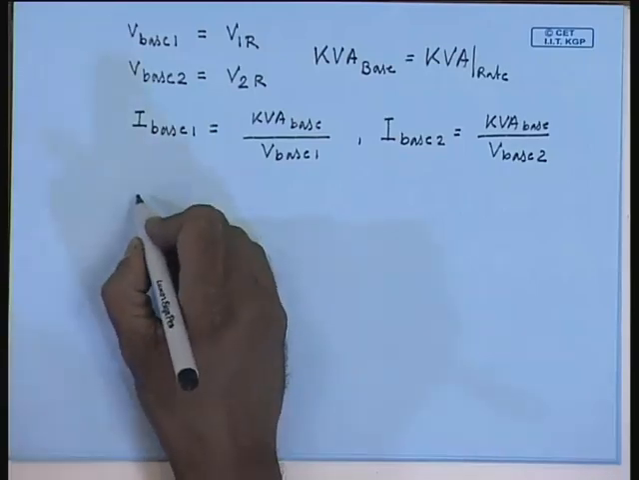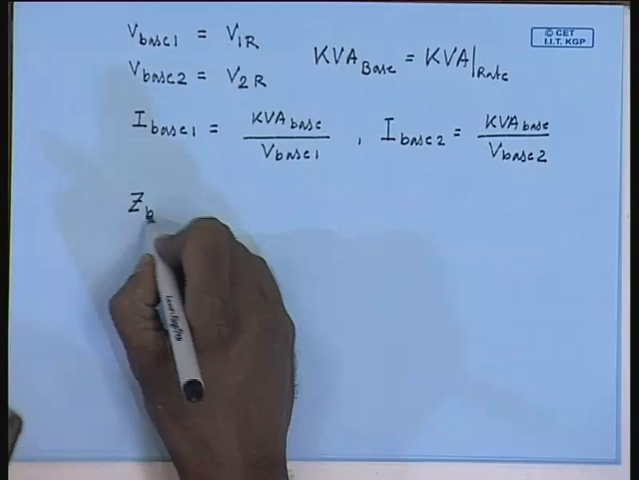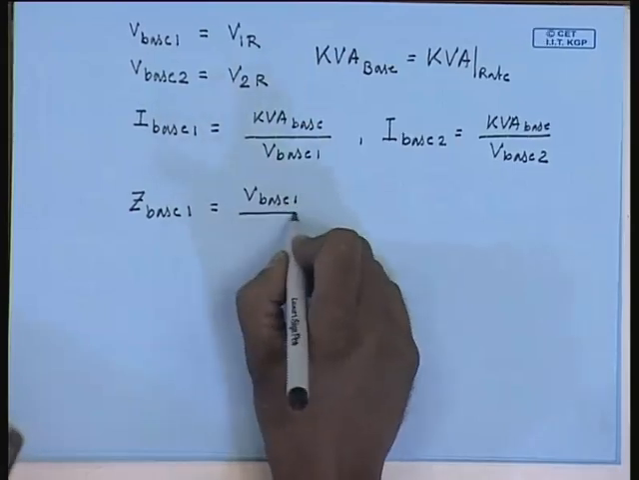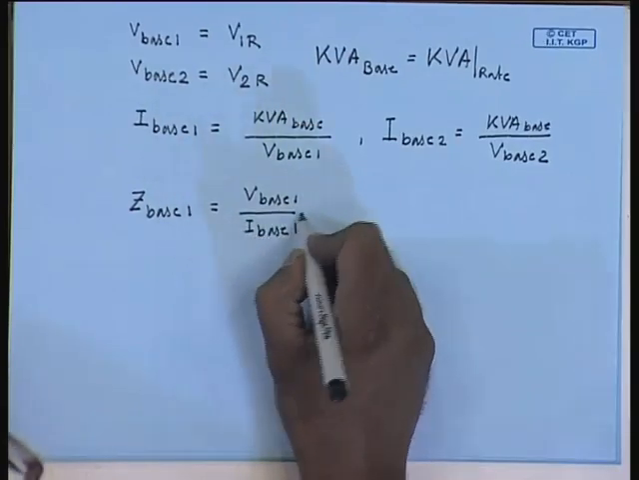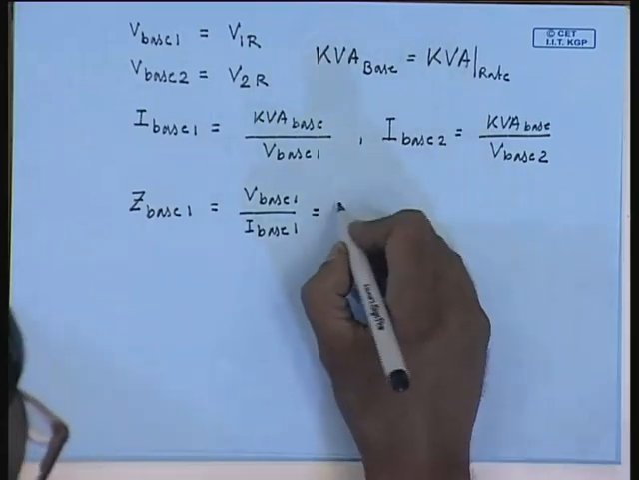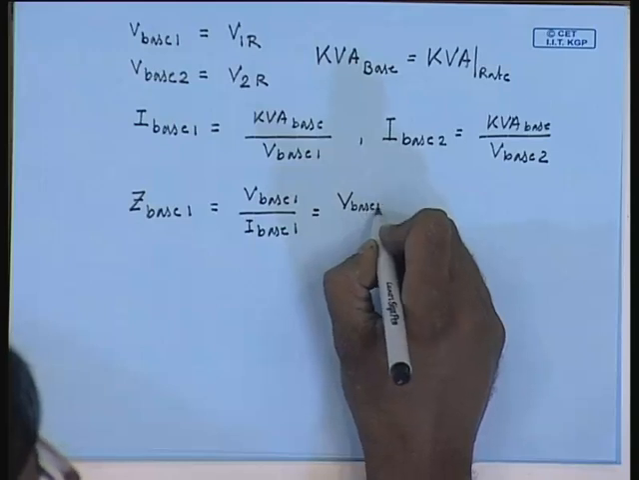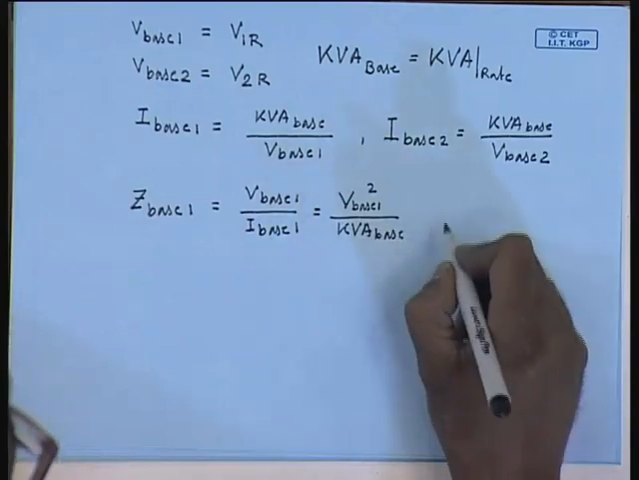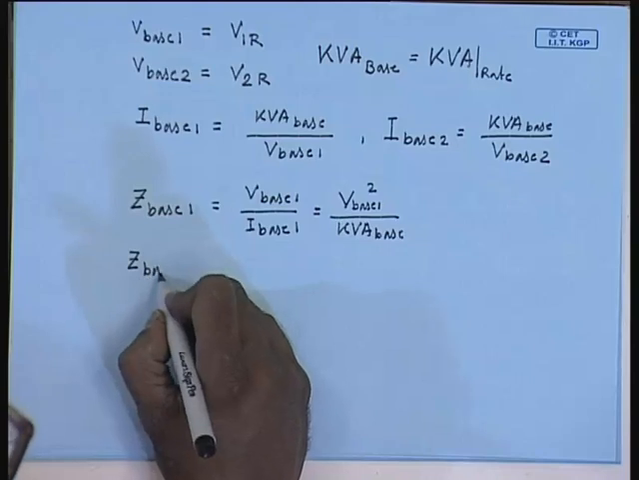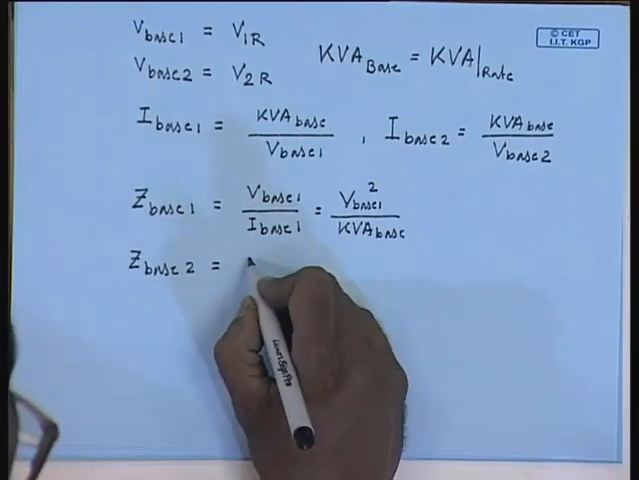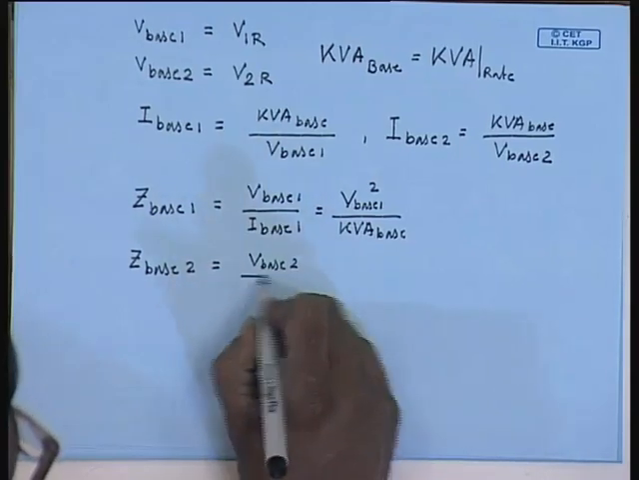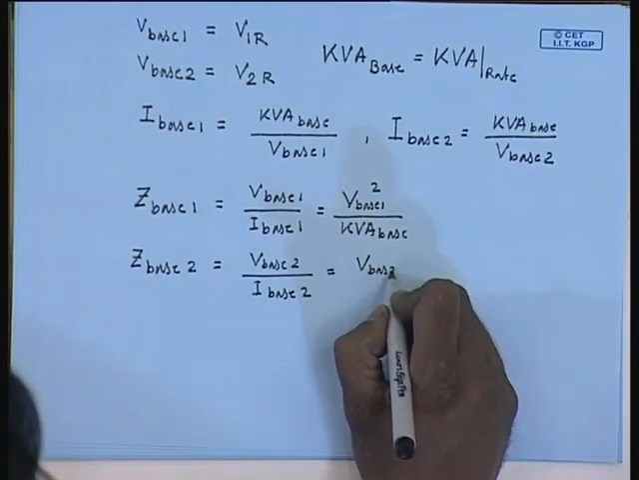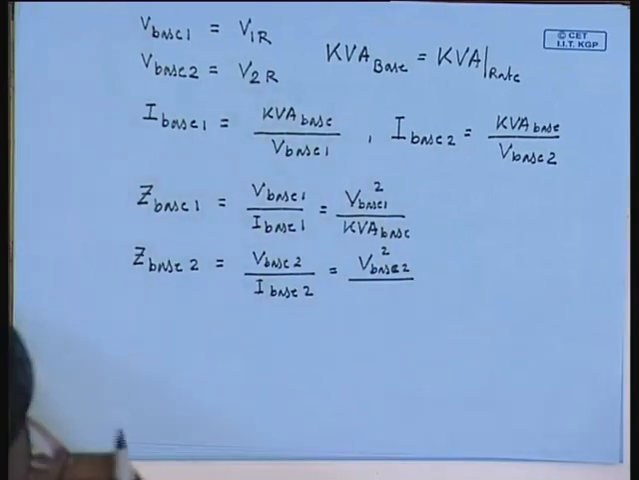Next step, we can define a base impedance Z base 1 equal to V base 1 by I base 1, and this is V base 1 square by kVA base, and Z base 2 equal to V base 2 divided by I base 2 equal to V base 2 square by kVA base.